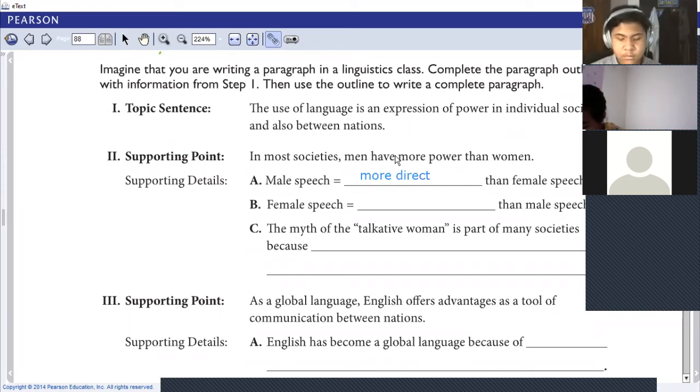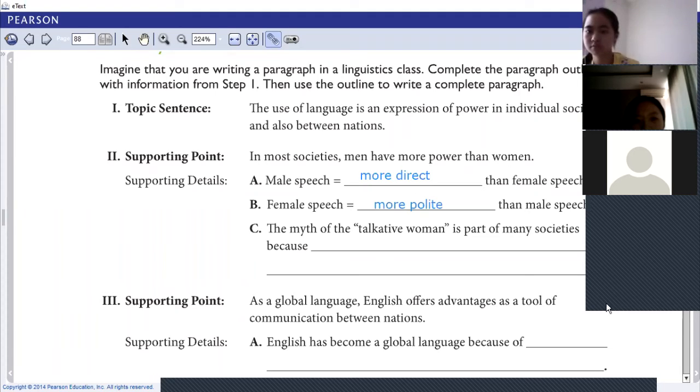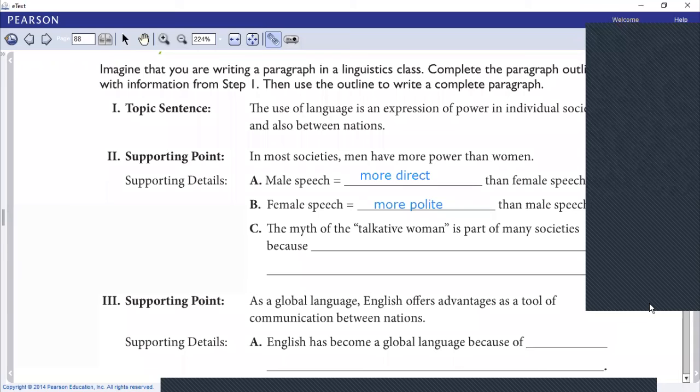See, the myth of the talkative woman is part of many societies because, Cristianto, can you tell me why? See, why did you turn off your cameras? Come on, Gisela, Cristianto, Jocelyn, Angel, Vanessa. Hello, Miss. What is C? C is because. I don't know, Miss. That's an interesting answer. No, I'm just joking. I have the answer, Miss.